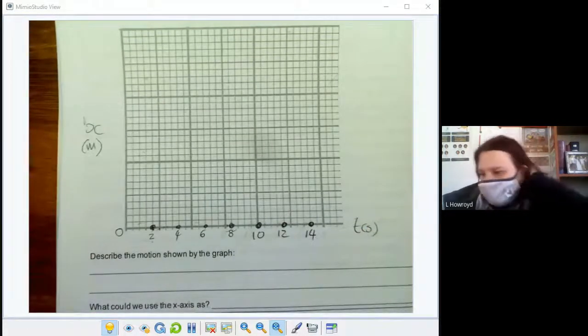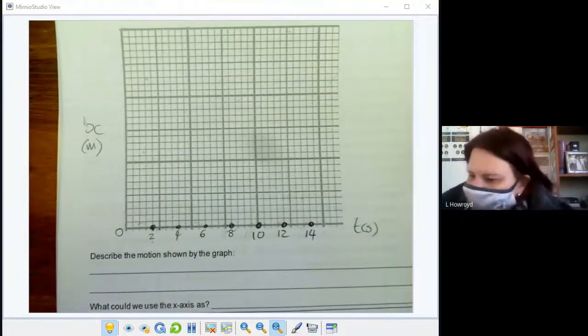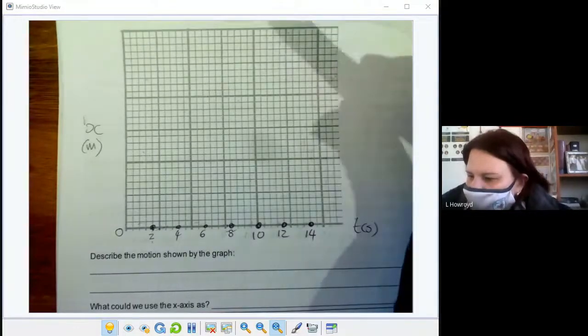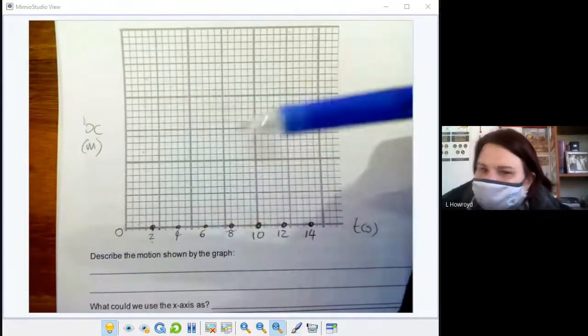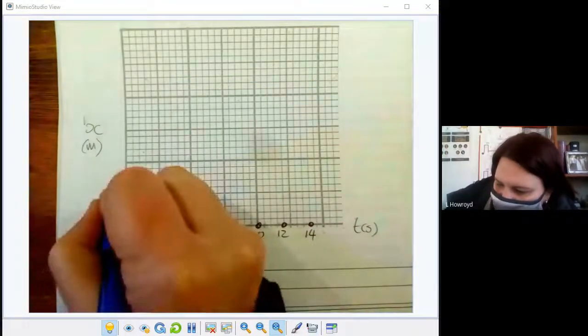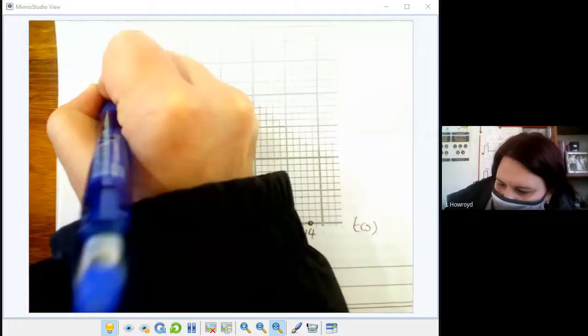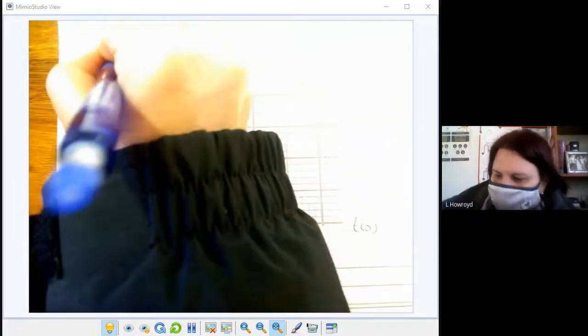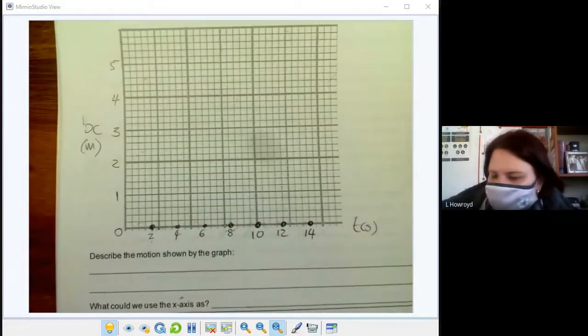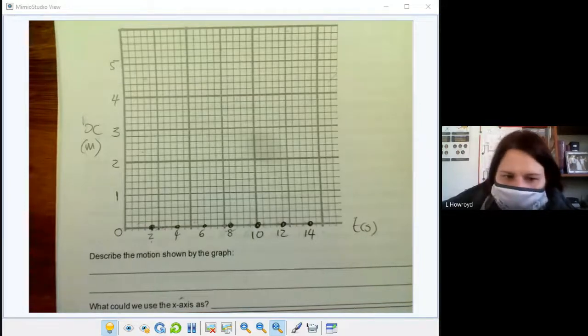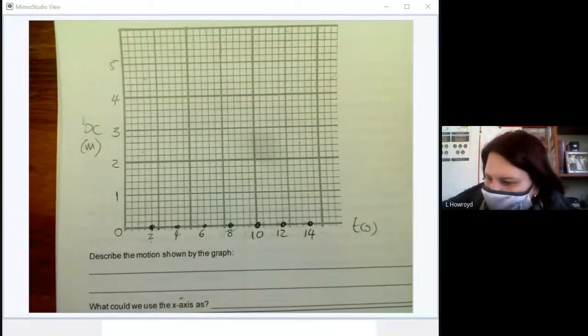Right, let's see. Now we need to go, what is our highest number that we go up on our positions? 5. 1, 2, 3, 4, 5. Yay, we can just go up in ones. 1, 2, 3, 4, 5. Okay, our highest is 5, so we go up in 5s. All right, now we just plot.